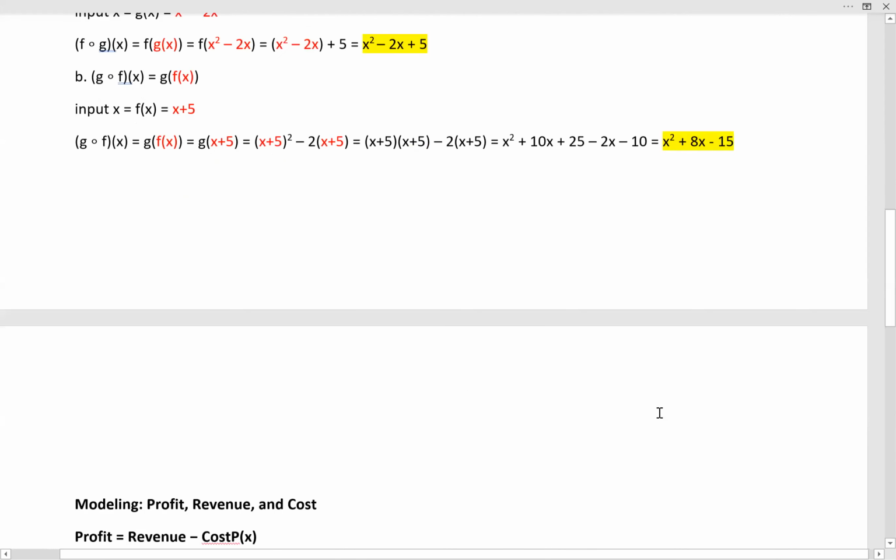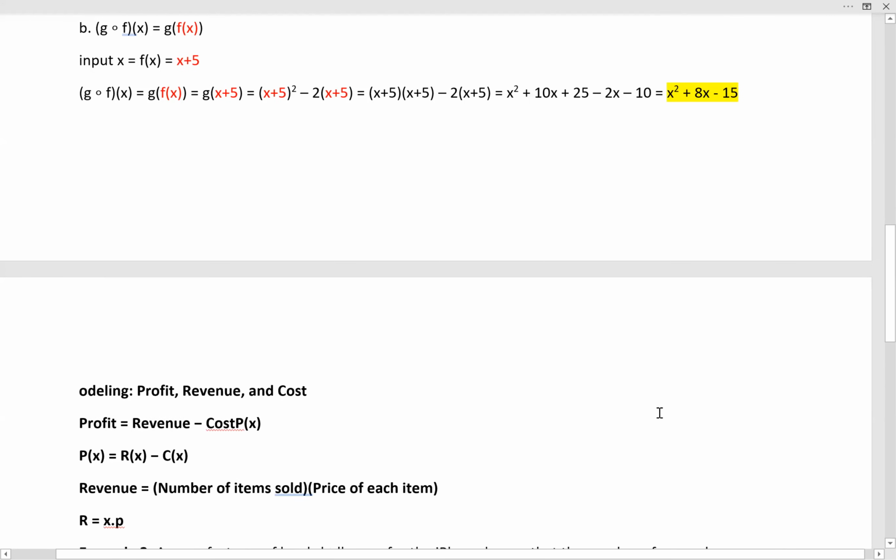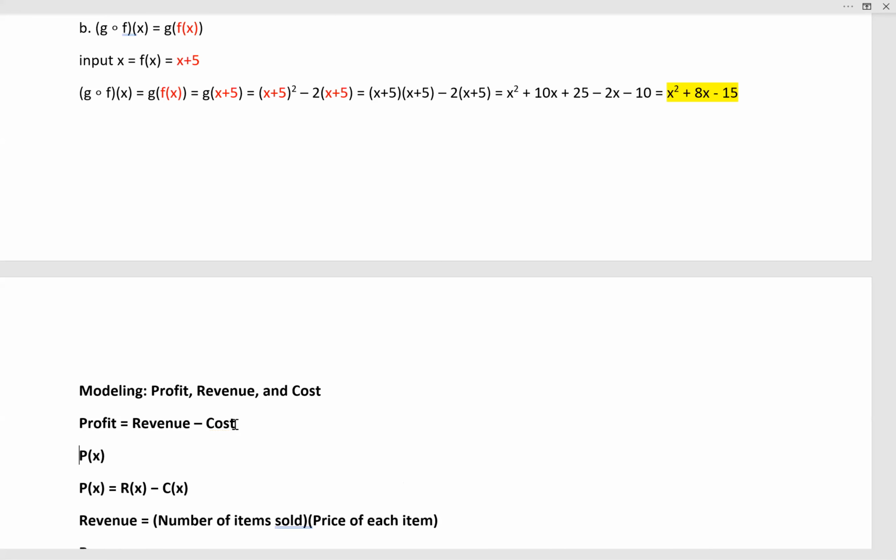Okay, so we're done with example 2. Let's talk about how to apply the formulas in real life. Let's talk about modeling in here, and we're going to talk about profit, revenue, and cost. When you open a business, you need to have profit, right? To get the profit, you take the revenue and subtract the cost.